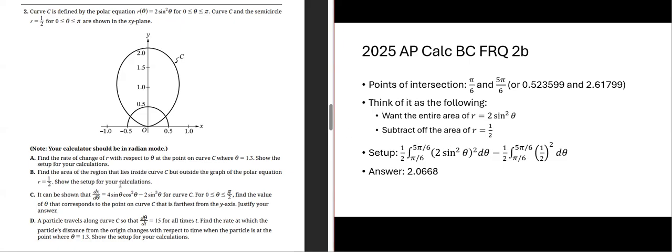Part B, find the area of the region that lies inside the curve C but outside the graph of the polar equation r equals half. Show the setup for your calculation. So that's what I said. We should put this one as r1, this one is r2. Put it in our calculator.